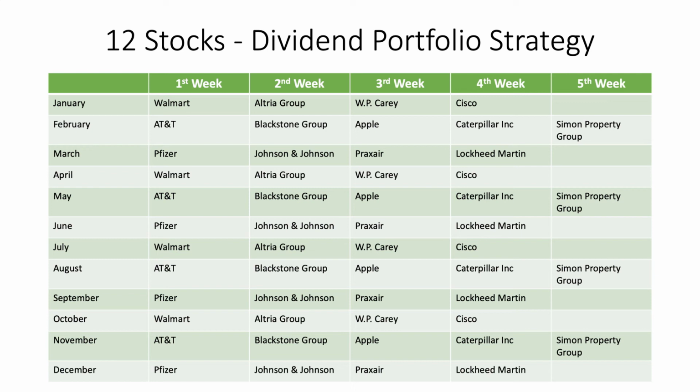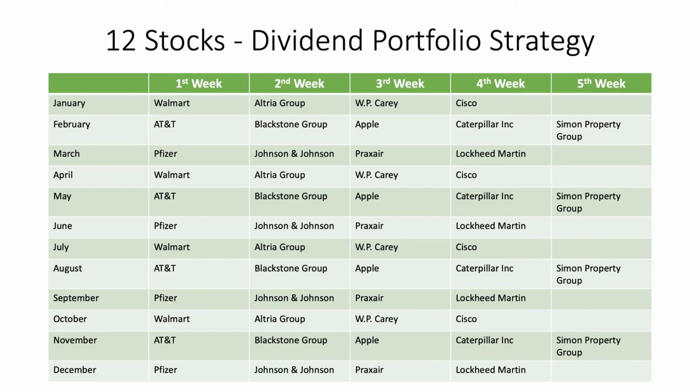And basically the way it's set up is that, let's take a look at January, for example. The first week of January, Walmart pays out dividends. The second week of January, Altria Group pays out dividends. The third week of January, WP Carey pays out dividends. The fourth week, Cisco. And you'll notice that by the fourth month, when we come back to April, you have January, February, March, April, here we go. Walmart, Altria Group, WP Carey, and Cisco are paying out again. That's because they pay out quarterly.